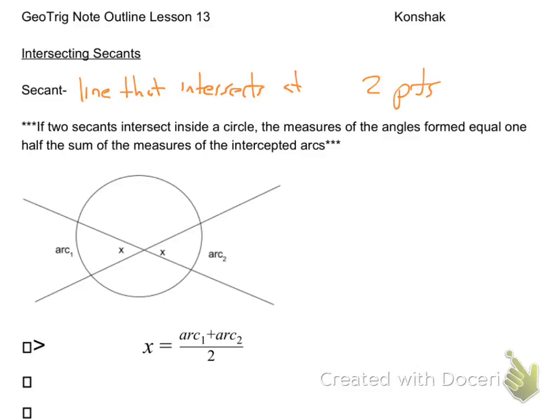And I have to name one arc 1, arc 2. In this problem, it doesn't matter which arc you call arc 1 or arc 2. Later on, it's going to matter in a way. So what happens if you want to find the angle inside, one of those vertical angles with x there, all you have to do is take arc 1, arc 2, add it together, divide by 2, and you have it.